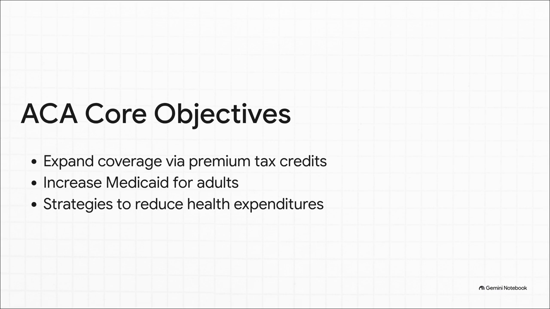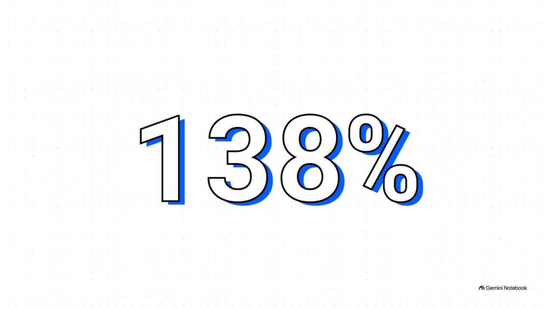Second, it made a huge push to increase Medicaid coverage for adults. And third, it aimed to heavily encourage cutting-edge, innovative medical care delivery strategies just to try and reduce overall healthcare expenditures. And here is a super important number for you to remember: 138%. The ACA's goal was to increase Medicaid coverage to include literally all adults with incomes below 138% of the federal poverty level. That vastly expanded the patient pool. However, quick side note, you've got to keep in mind that not all states actually adopted this expansion. So, depending on where you practice, eligibility can shift pretty dramatically.